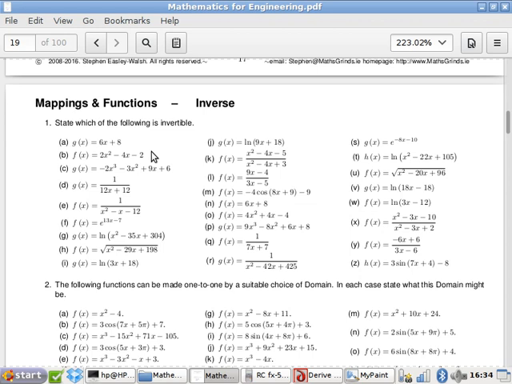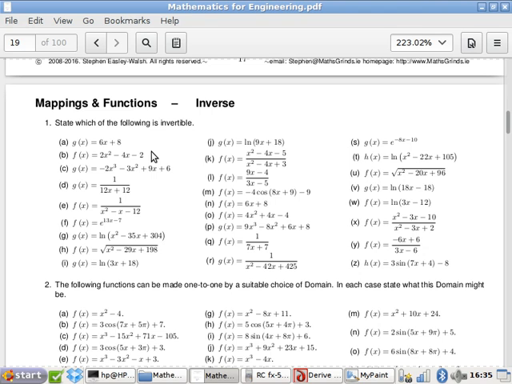Could be. D? No. Yeah, invertible. E? Yeah. No. F? No. Is invertible. G? It depends on the quadratic inside of it. H? No. Well, no. Again, it depends on the quadratic inside of it.